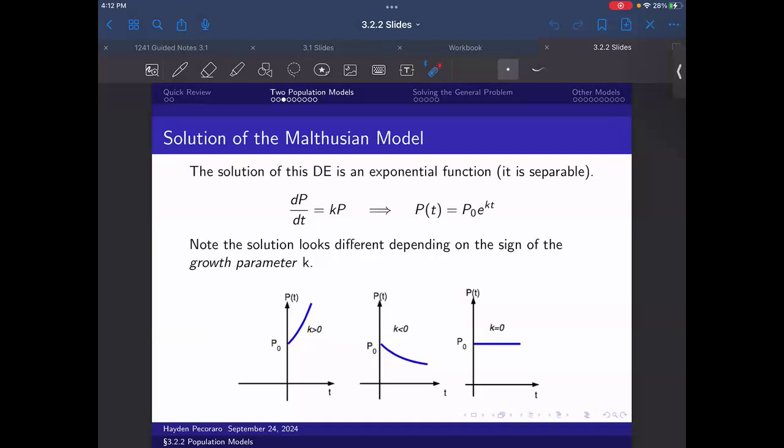So what about the solution of the Malthusian model? The solution is an exponential function. We've seen these sorts of equations. This is separable. You bring the p over to the other side and integrate both sides, and you get this solution out after solving for the constant of integration. But because we have this parameter k in here now, we get different looking solutions depending on the sign of that growth parameter. So originally, I often said that k was going to be positive all the time, right?